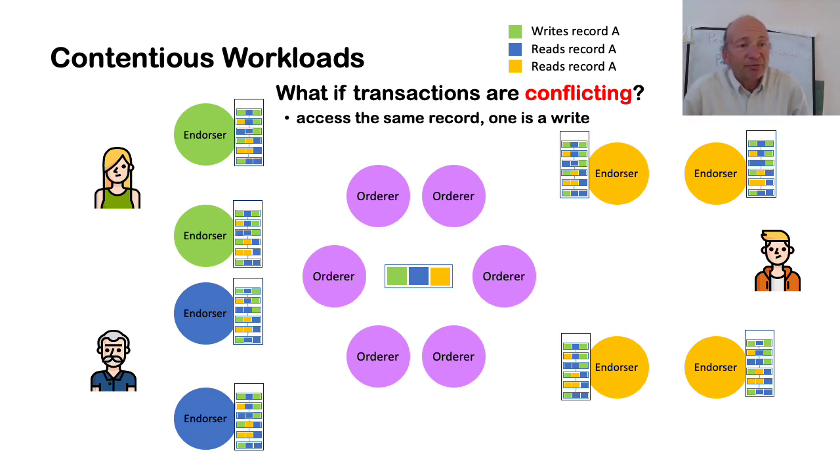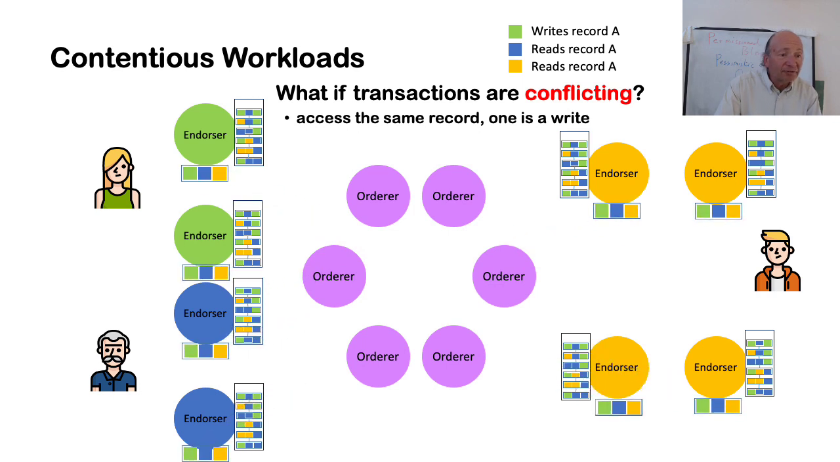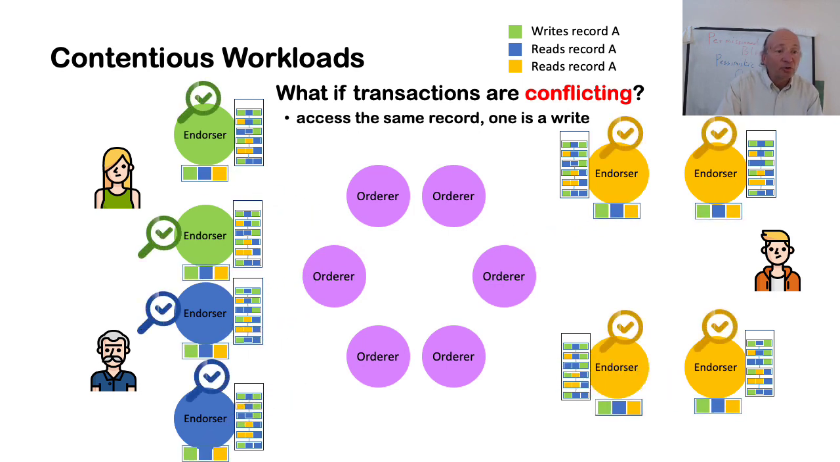So for example, if we had in this case, the green application was writing record A and the blue and the yellow were both reading record A. Now we have a conflict. So once the order is given, then the endorsers need to establish what are the conflicting transactions, and there is a conflict between the green write and the blue read, and the green write and the yellow read, and so those are aborted.